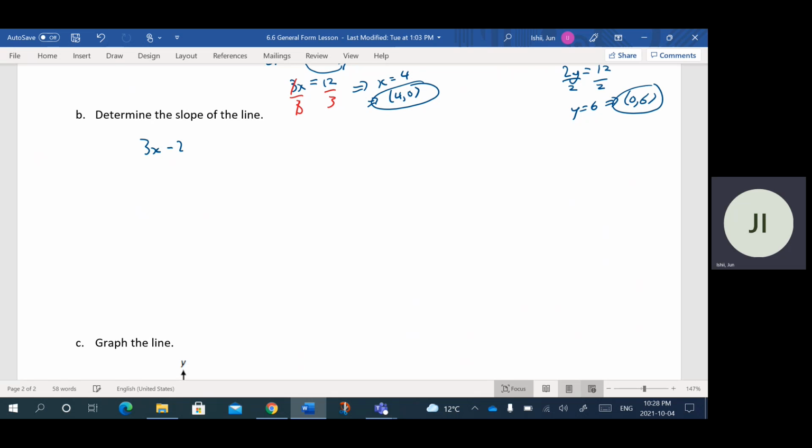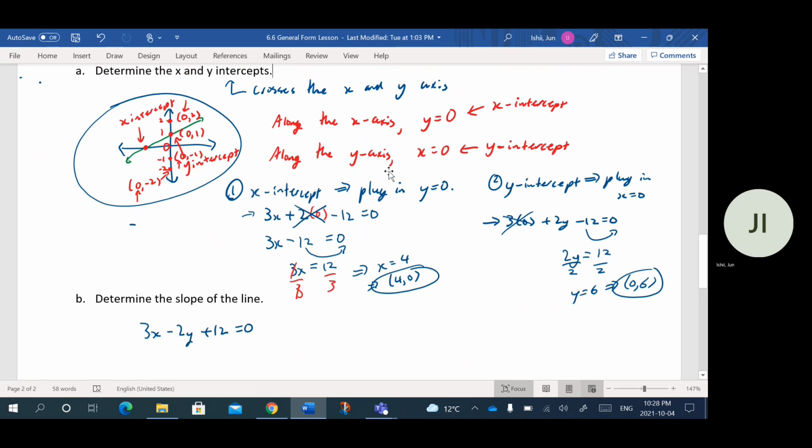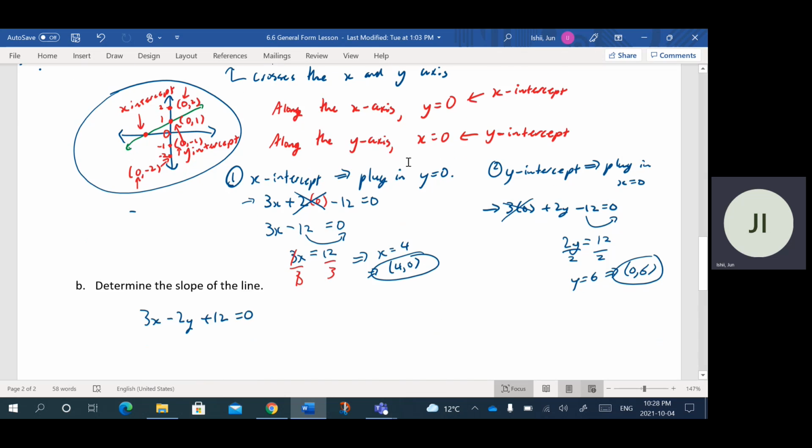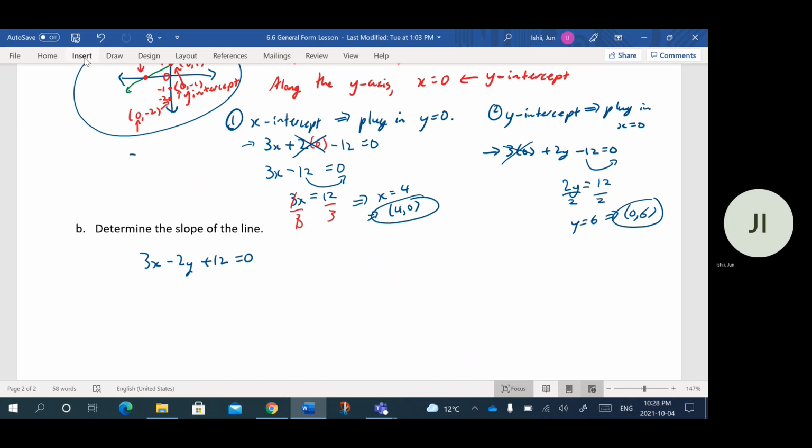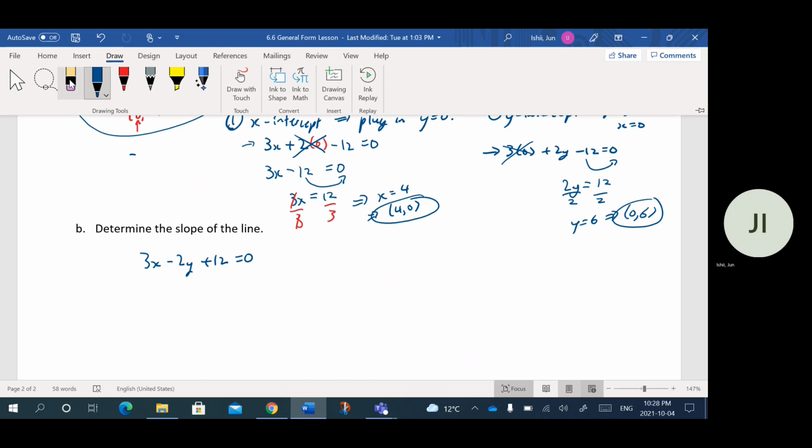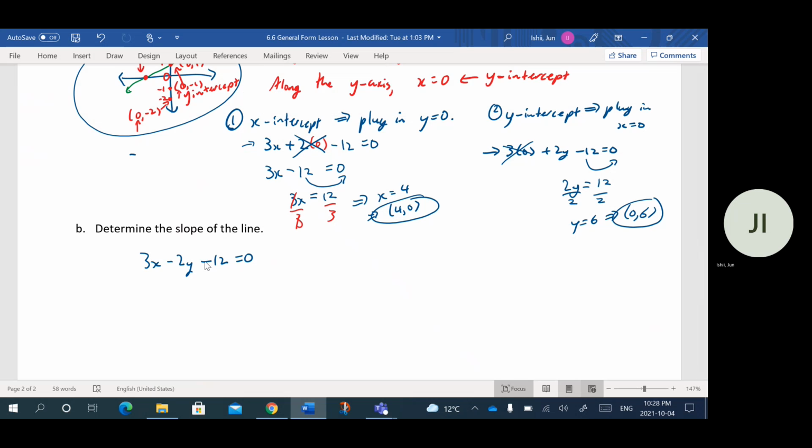X minus 2y plus 12 equals 0. Okay, so this is, I wrote that down wrong. Let's do that.